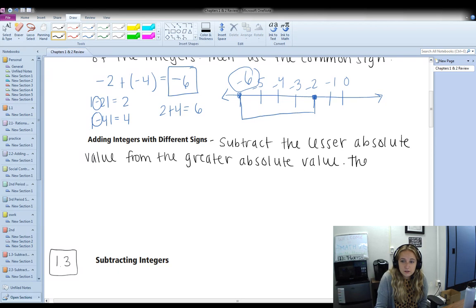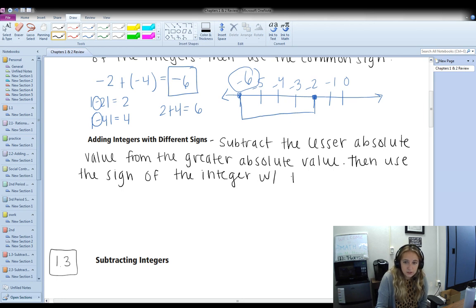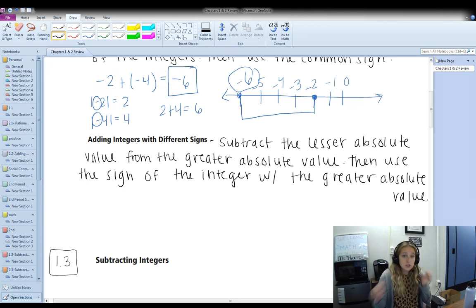Then use the sign of the integer with the greater absolute value. Okay? So that's the rule. Get that written down. So let's practice with an example.